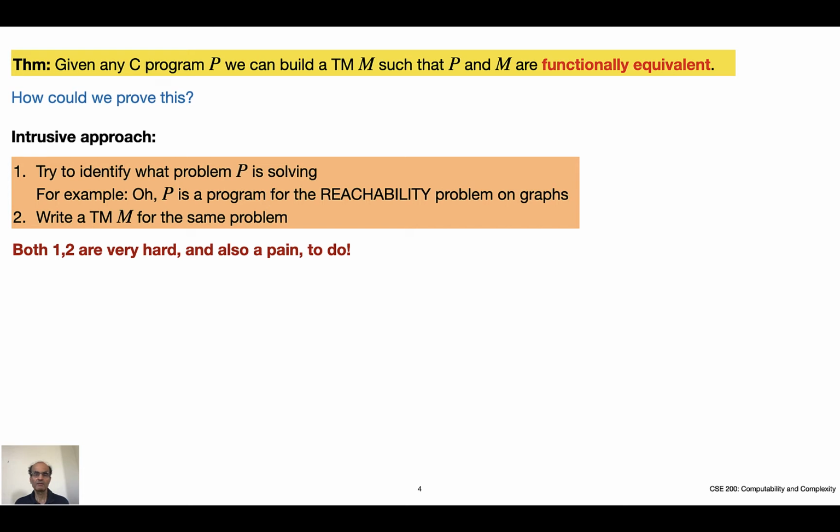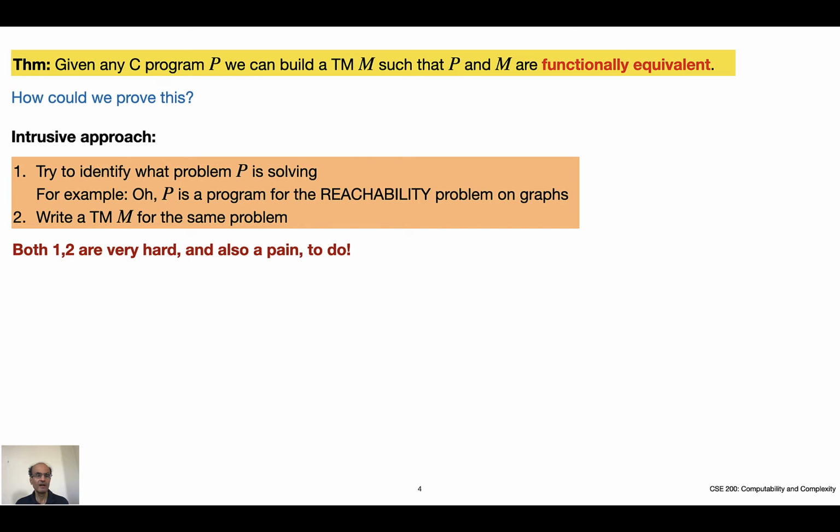Well, if you think about programs that you yourself write, or that most people write, they're written for some purpose. I might write a program for solving the reachability problem on graphs. If that's the case, I might ask myself that in order to establish this statement for that program, I should show that I can write a Turing machine to solve the reachability problem on graphs. You could try to approach it this way, but there are many reasons why this is not going to work so well to establish the statement that we want.